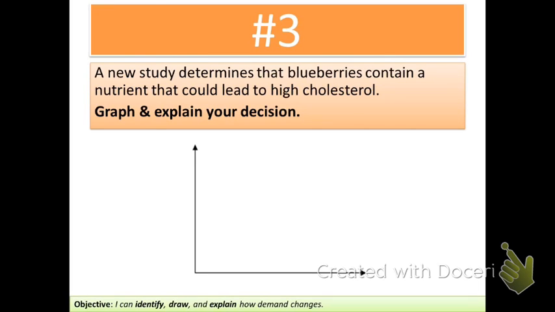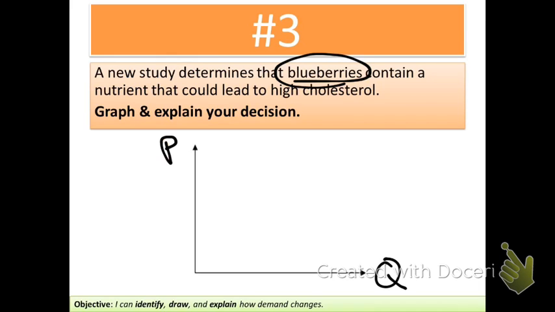Number 3. New study determines blueberries contain a nutrient that could lead to high cholesterol. How many products are we working with? We're only working with one product, blueberries. Was there a change in the price? No. Since there is no change in price, it's a non-price factor that is going to change the demand for blueberries. So let's tell a story.